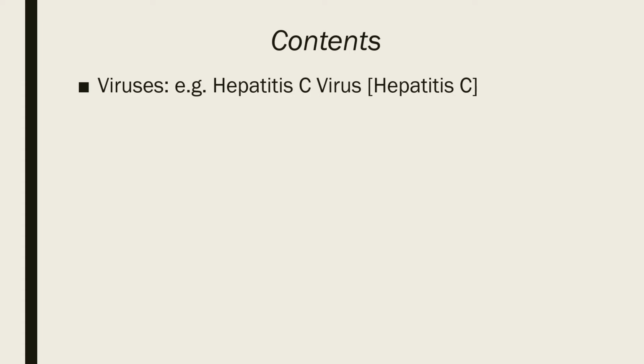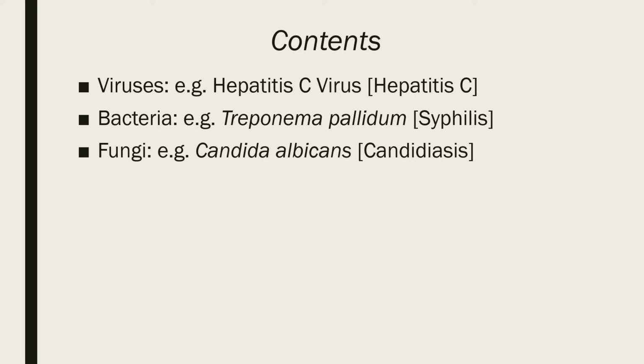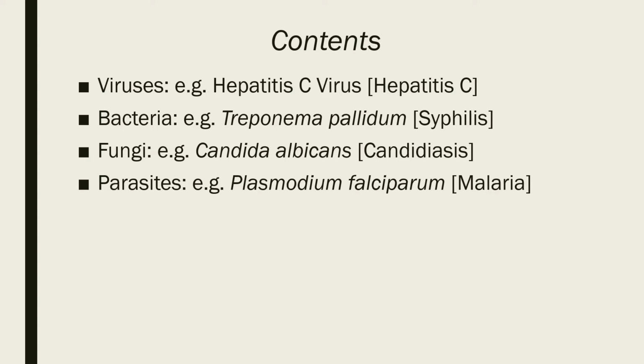We will look at innate responses to viruses by looking at the human immune response to hepatitis C virus in detail, bacteria, and we'll look at the example of Treponema pallidum that causes syphilis, fungi with the example of Candida albicans, and parasites, and we will take the example of Plasmodium falciparum that causes malaria.